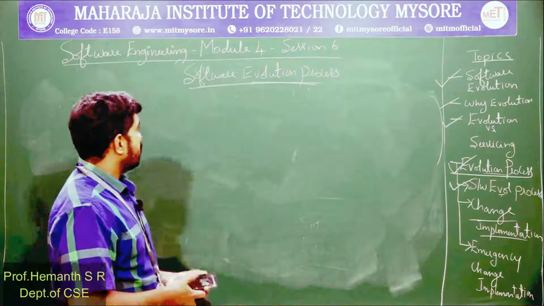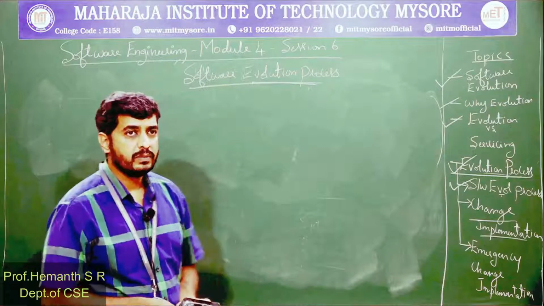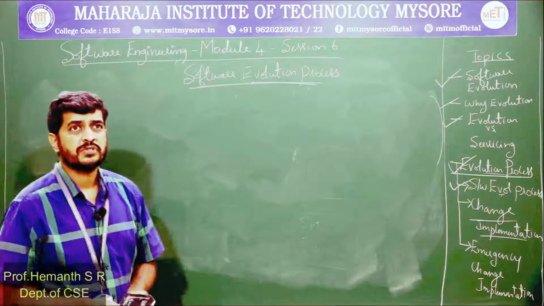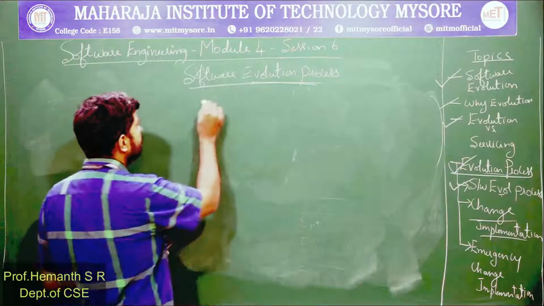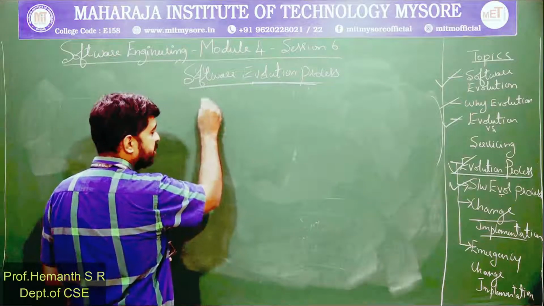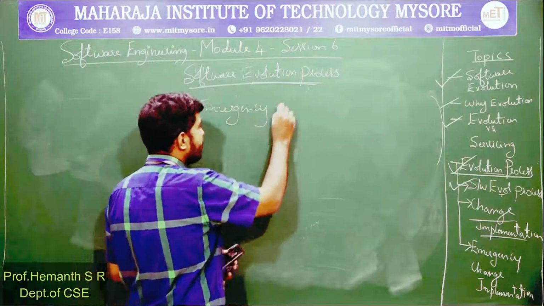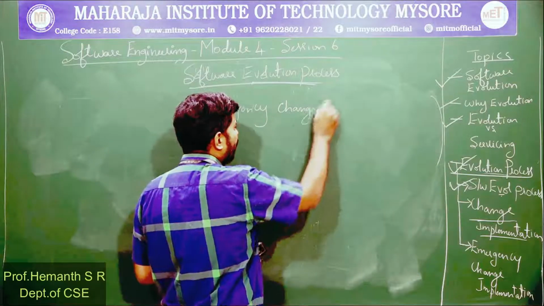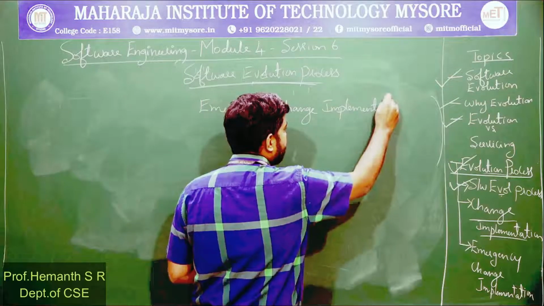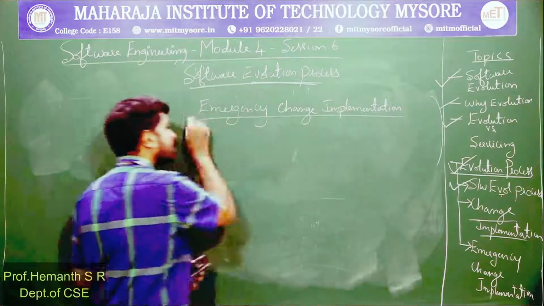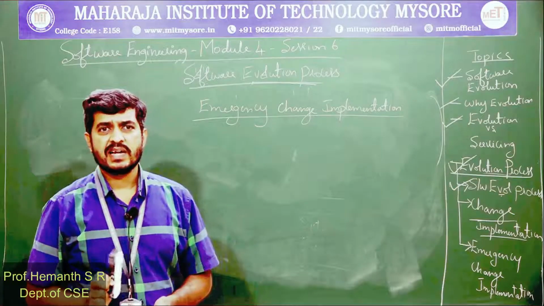So we have a modified software evolution process model, which we call emergency change implementation. Now what is the mechanism here? What exactly do we do here?